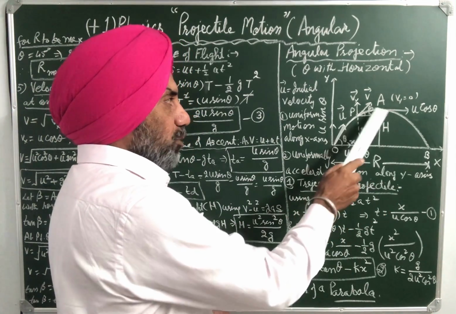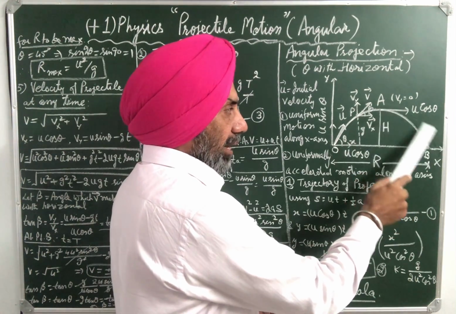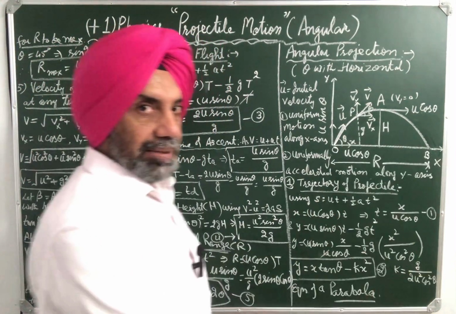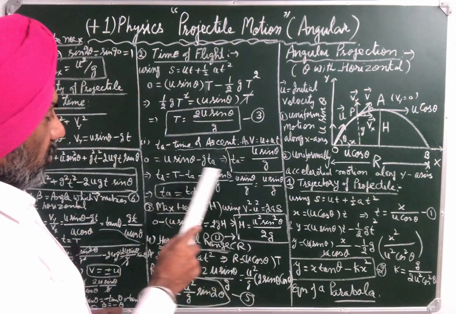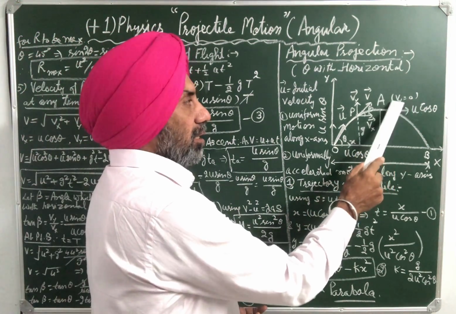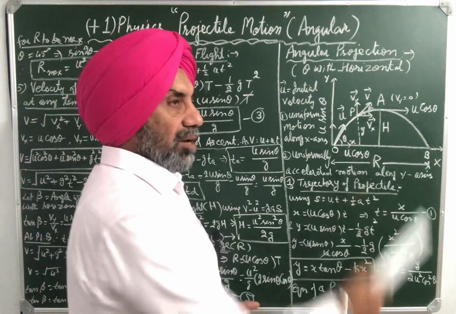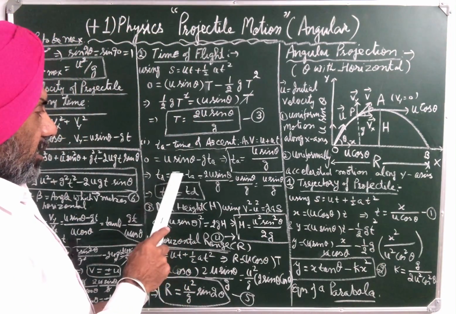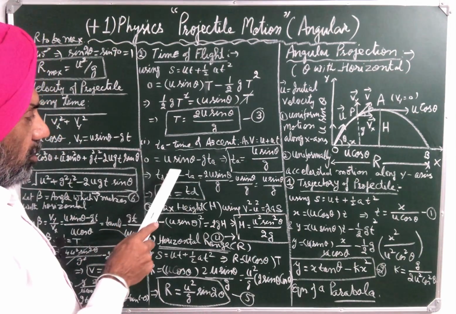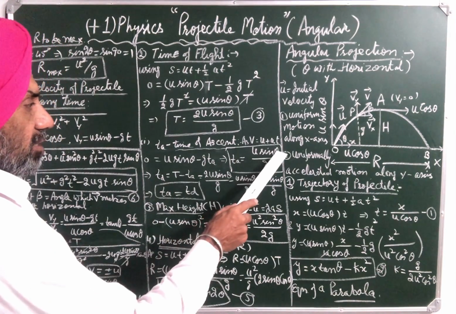Now, time taken to reach the highest point, that is A, is the time of ascent, and time taken by the particle from A to B is known as time of descent. Now let us calculate time of ascent and descent and the relation between them. To find time of ascent, using v is equal to u plus at. Because vertical velocity at A is 0 and initial velocity is u sin theta, we have final velocity v is 0, so 0 is equal to u sin theta minus g Ta, or Ta is equal to u sin theta by g.